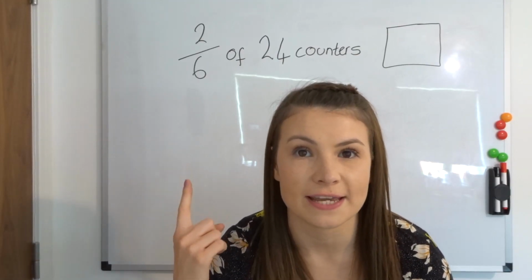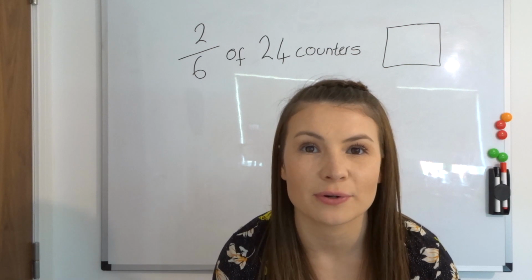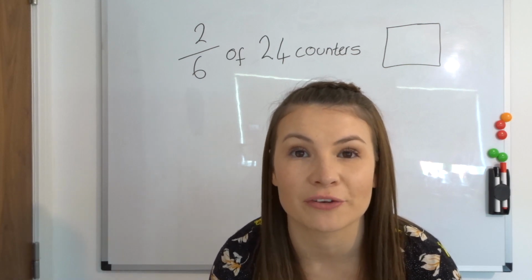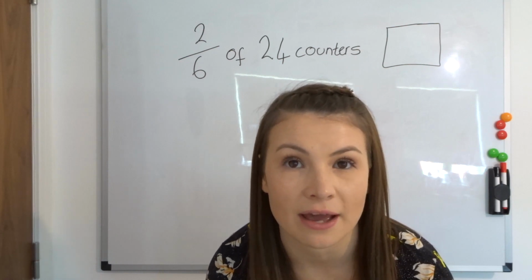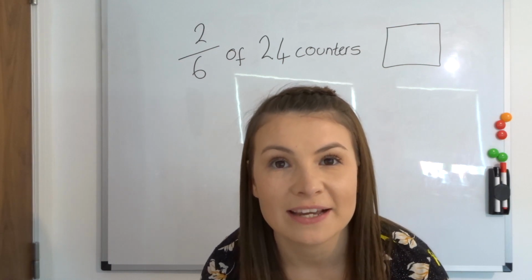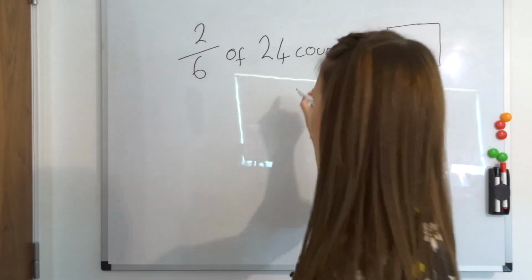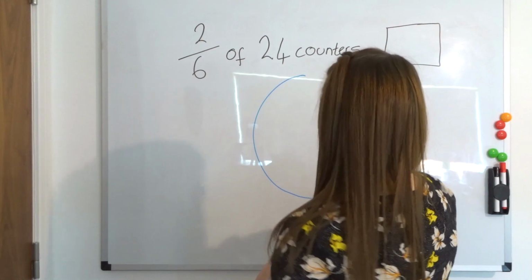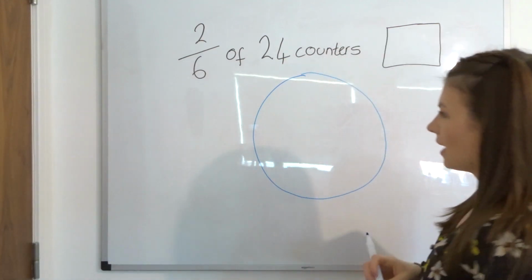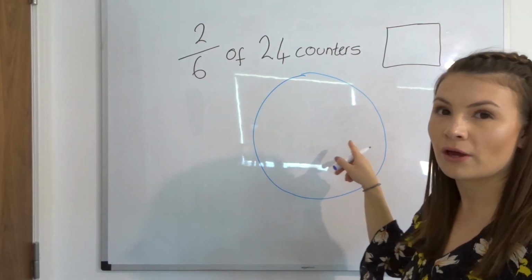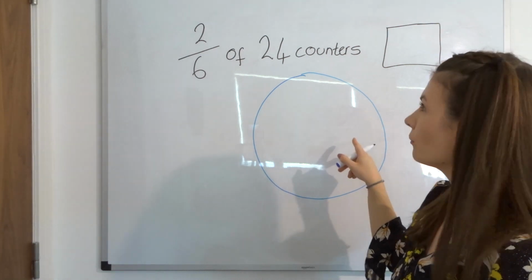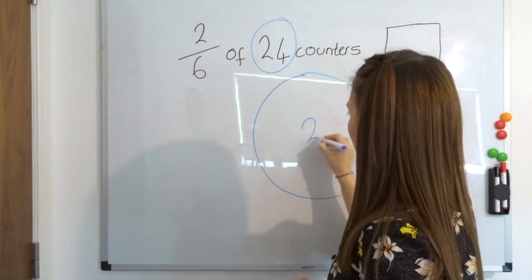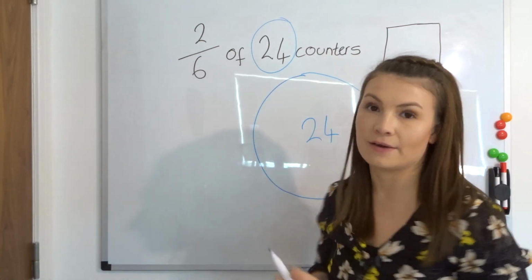So we've got 2/6 of 24 counters. If you'd like to pause the video here to have a go doing it on your own, that's absolutely fine. Pause the video here. If you would like to do it with me, just keep watching. Okay, so I'm going to draw my circle again just to help me and to help you guys at home to visually see it. So I've got my circle and my whole circle is worth how much? Where's my whole number? Good, 24. So my whole circle is worth 24.